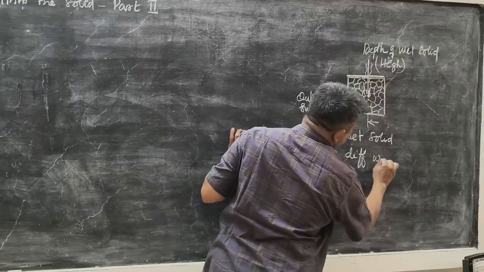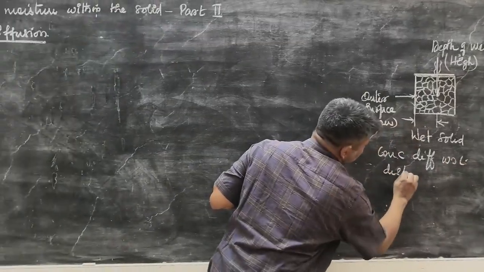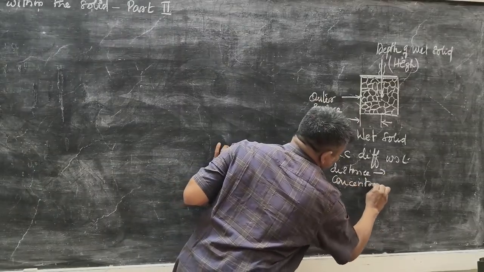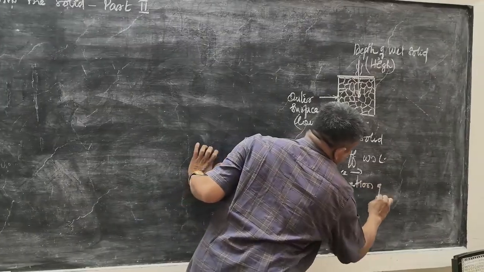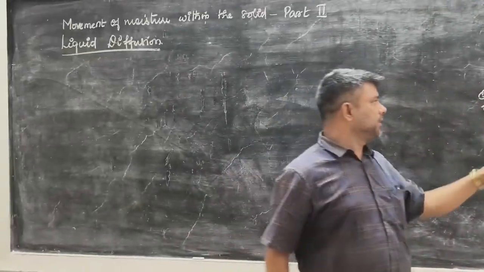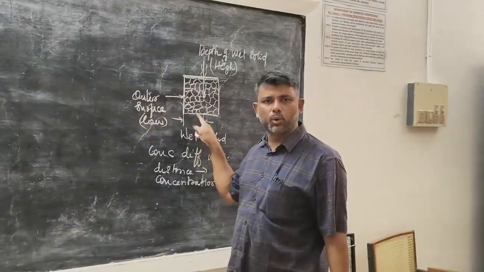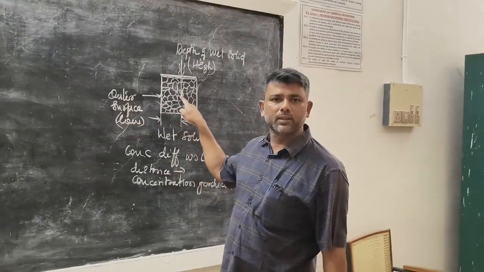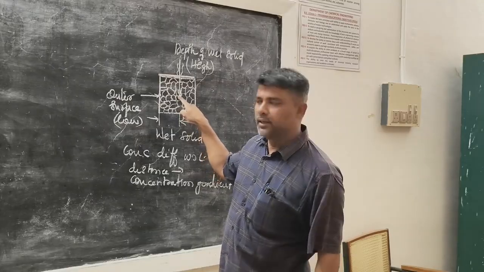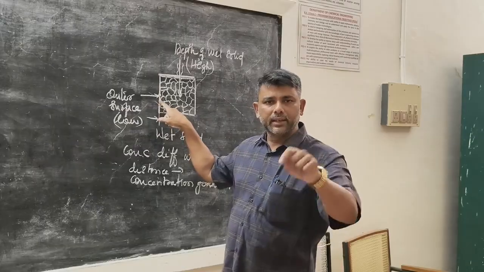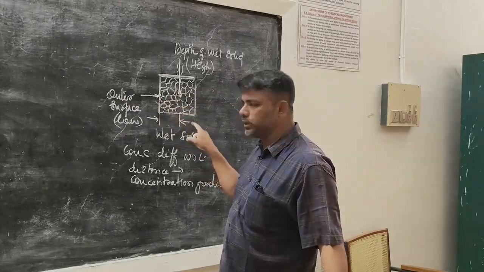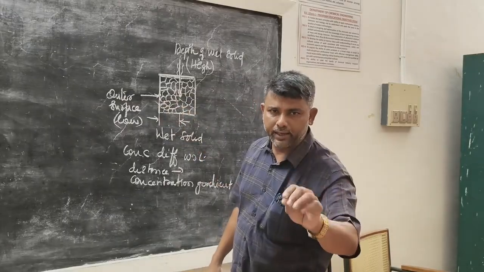is called the concentration gradient. Just see this. This is the wet solid, a porous wet solid. The center point is called the depth of the solid, where moisture concentration is high. This is the outer surface of the wet solid. Here the moisture concentration is low. Concentration difference with respect to distance is called the concentration gradient.